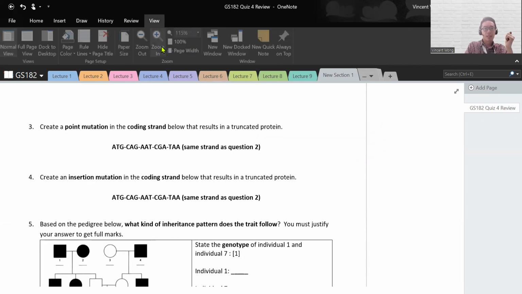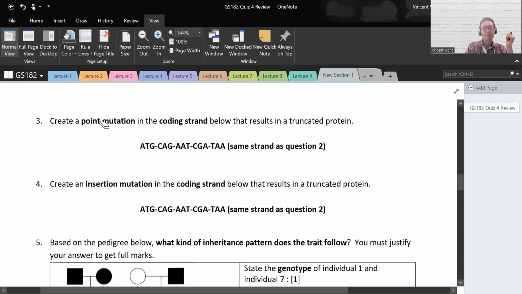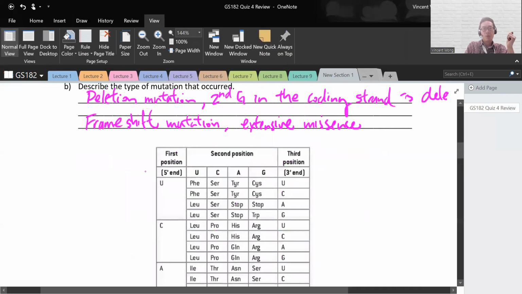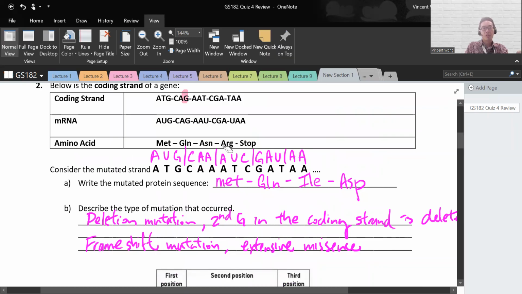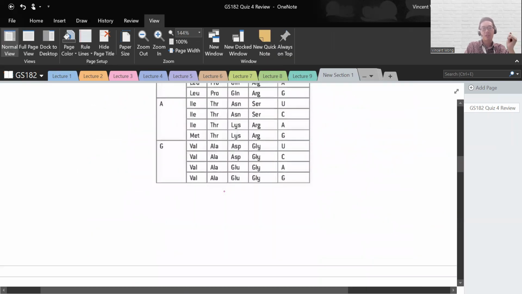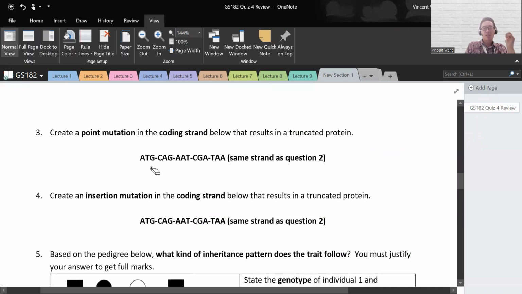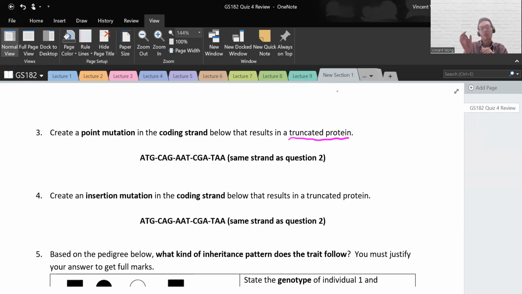All right, so here is another question here. Create a point mutation in the coding strand. So you will create a truncated protein. Okay, so this is the same strand as question 2. It says it's the same strand here, which means, if you need to refer to the amino acid sequence, you could, but you don't really have to. It depends what you're trying to do here. So this is the coding strand, and we need to create a truncated protein. Truncated protein means a shortened protein, right? And you will have a shortened protein if you create a stop codon before it's supposed to end. Okay, so we call this a nonsense mutation, right?